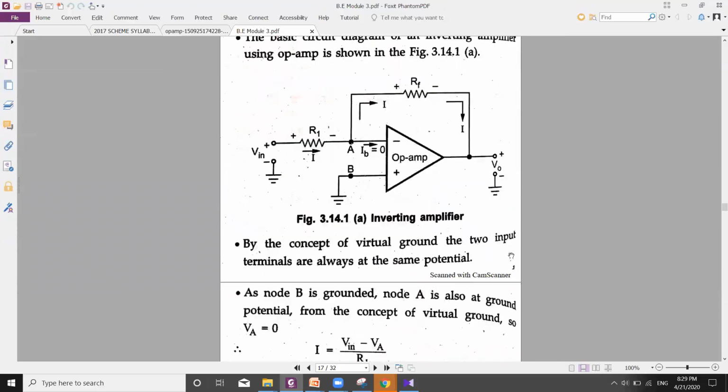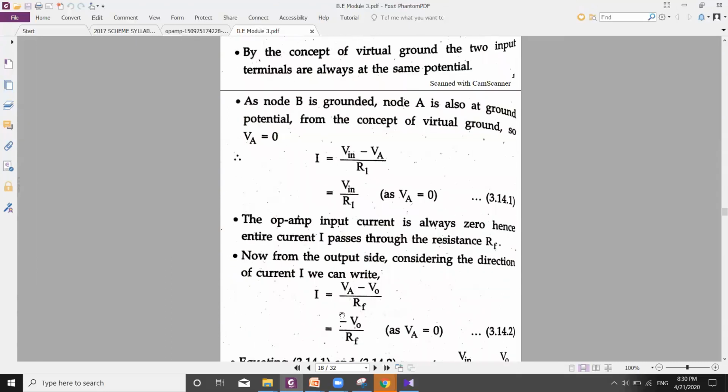Similarly, from the output side we write the expression for I. Here also the current is flowing from left to right. To write the expression for this current I, we take the voltage at this point, VA, minus the voltage at the output point, Vo, divided by RF. That is, I is equal to VA minus Vo divided by RF. Since VA is zero from the virtual ground concept, we have I is equal to minus Vo by RF. Let us call this equation 14.2.